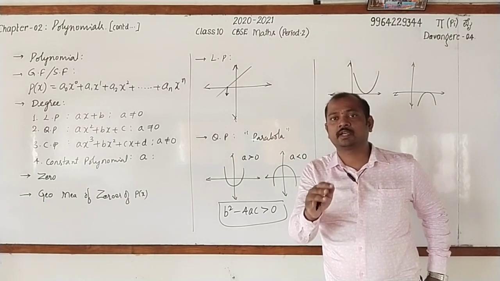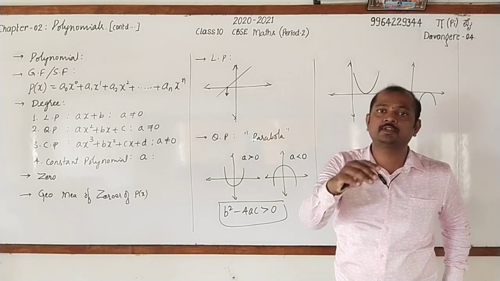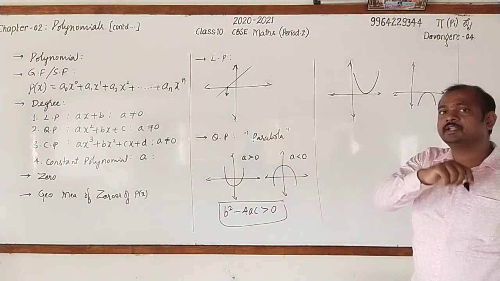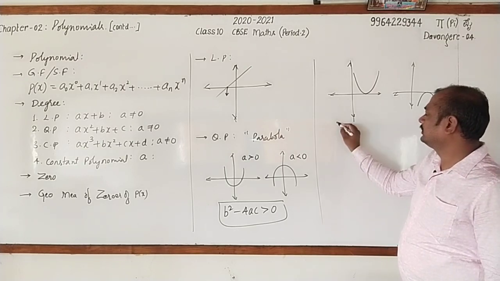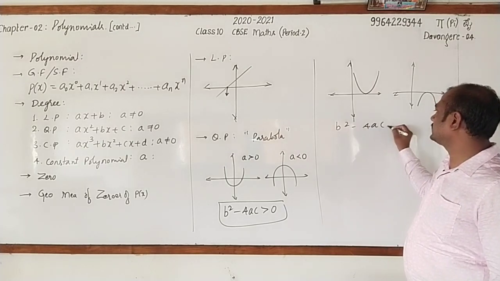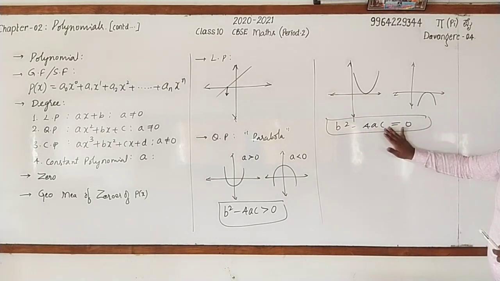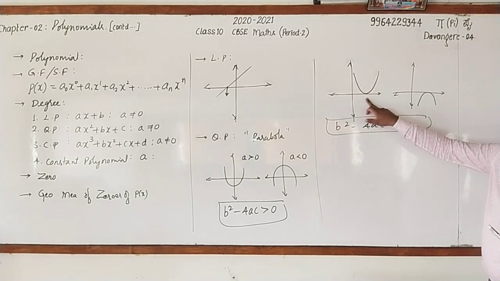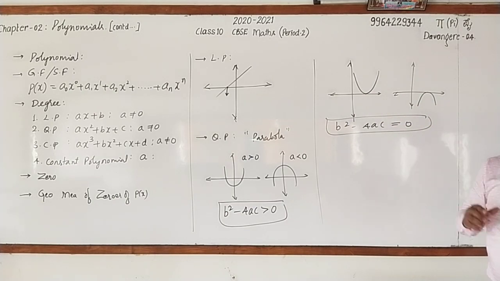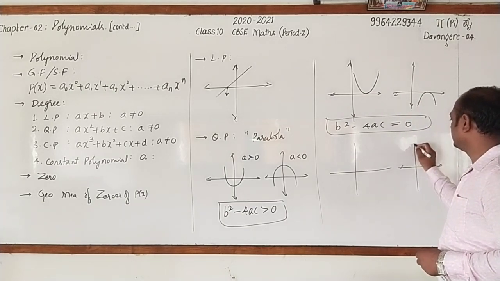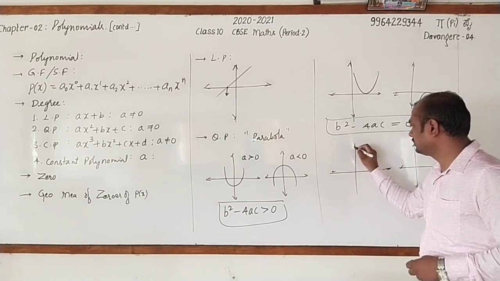It means, actually it has two zeros, but both the zeros are the same. Then what is the condition for this? It is b square minus 4ac is equal to 0. If this condition is satisfied, the graph will meet the x-axis at only one point. Next, the third condition was also learned. You might have remembered that.